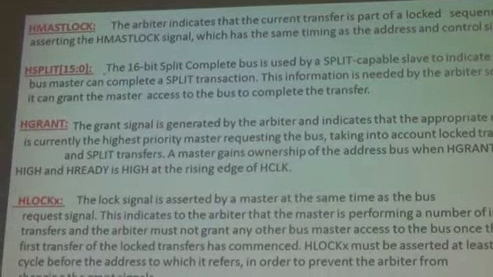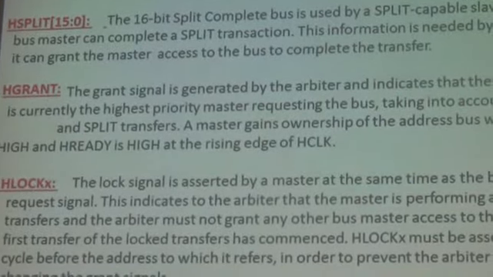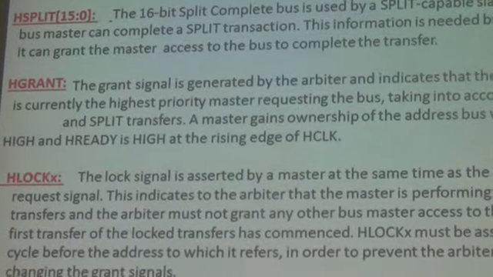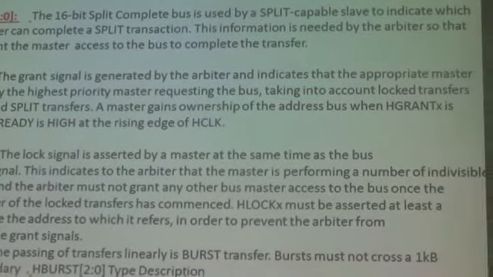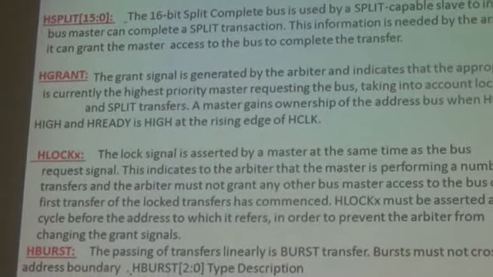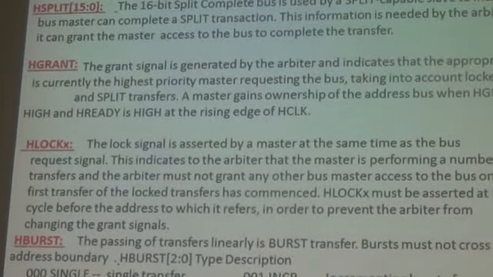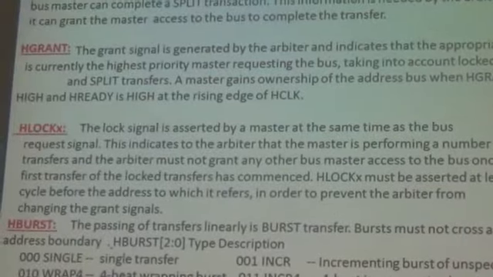HGRANTx: since all the masters have sent the bus request to the arbiter, this HGRANT signal will allocate the bus to a master based on some priority. That means the grant signal generated by the arbiter indicates that the appropriate master is currently the highest priority request on the bus, taking into account locked transfers and split transfers.